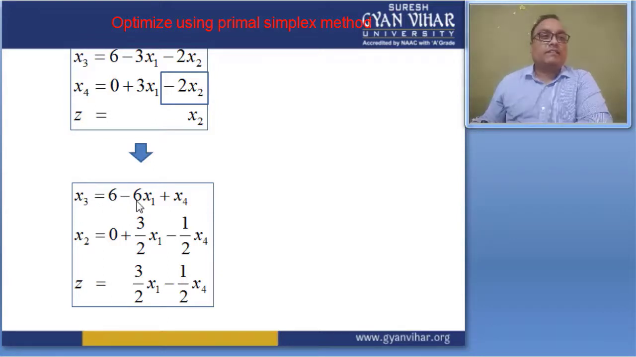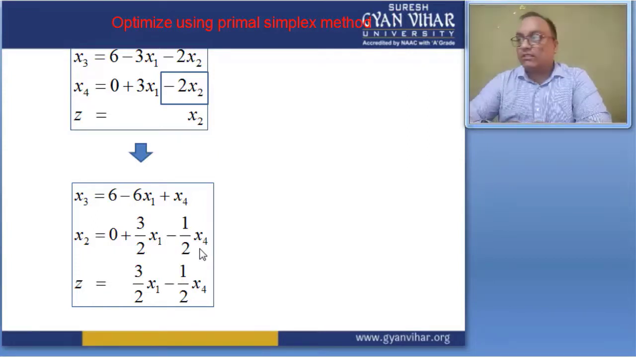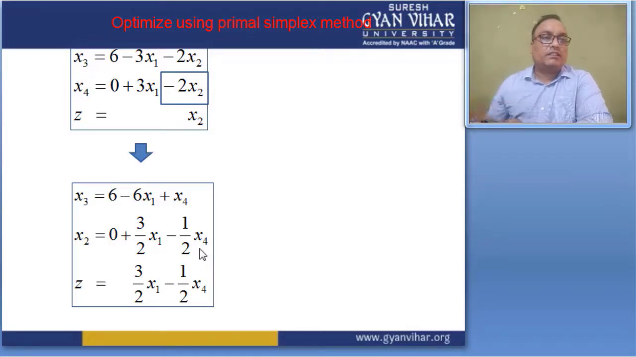And in this case x4 is 2x2, and this 2 goes to the downside, so it provides a function like x2 equal to 0 plus 3 by 2 x1 minus 1 by 2 x4. So z equal to 3 by 2 x1 minus 1 by 2 x4. Z is also converted by this function, so z is 3 by 2 x1 minus 1 by 2 x4.